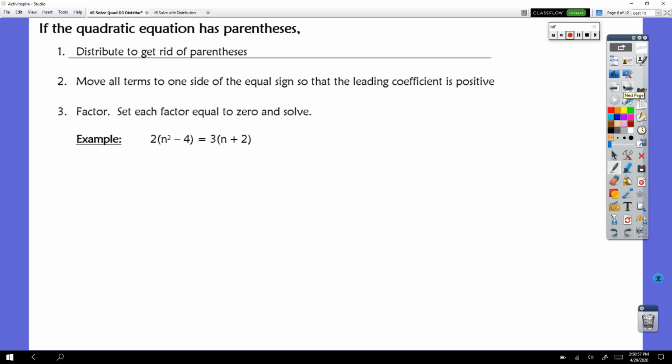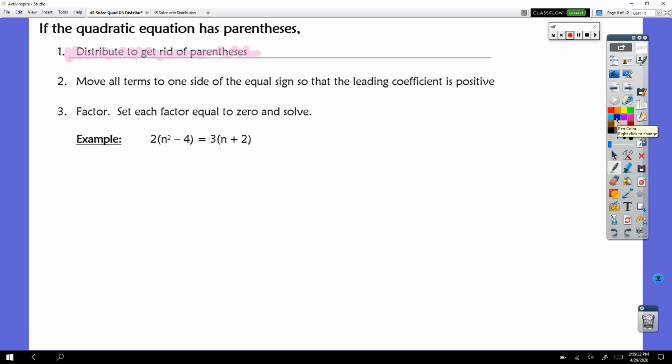Today we're going to deal with what happens if your quadratic equation has parentheses. Our main idea is that we are going to distribute to get rid of parentheses. That's the main thing that we're focusing on today. Then our steps are going to be like we did previously. We'd move all terms to one side so that the leading coefficient is positive, and then we're going to factor, set each factor equal to 0, and solve. So let's try one out.